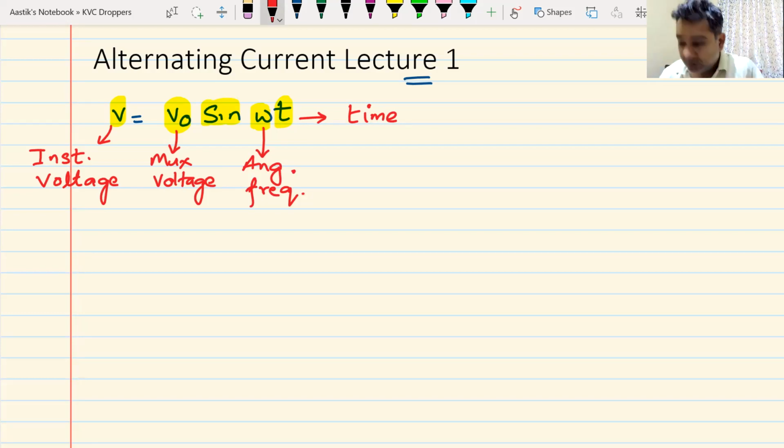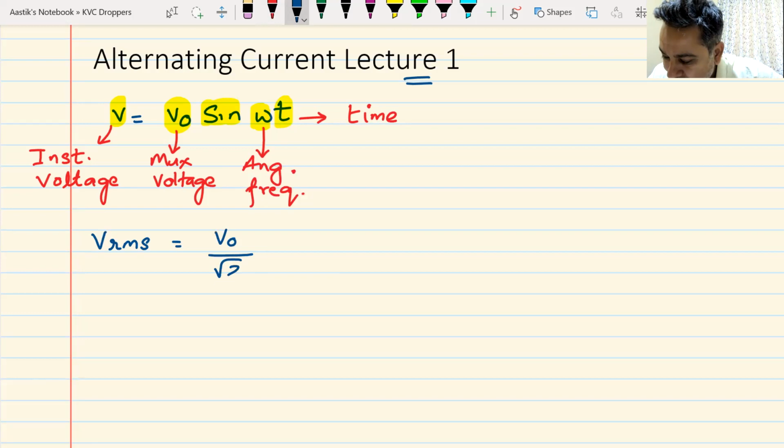Okay. Now let us also go through the terms that we have read. The first term that we have read is VRMS. The RMS value of this voltage will be V naught by root 2. Everyone understands this? We have already gone through this. The average value of this V over one cycle would be 0. Do we understand this?